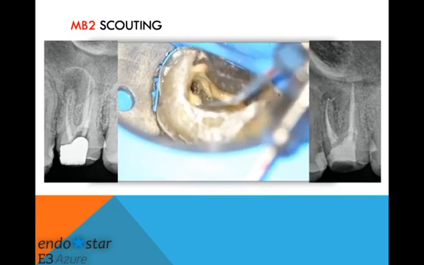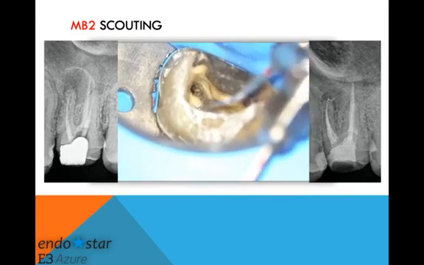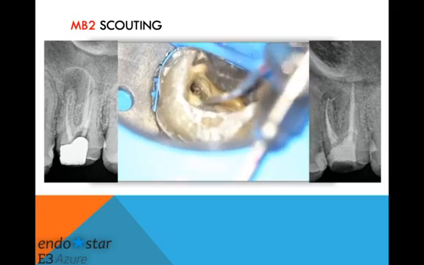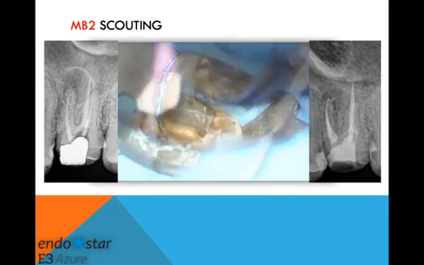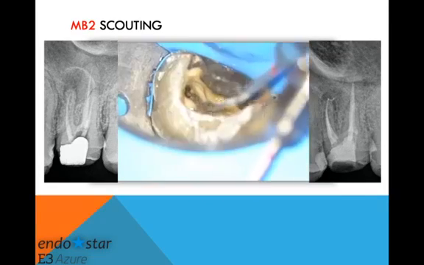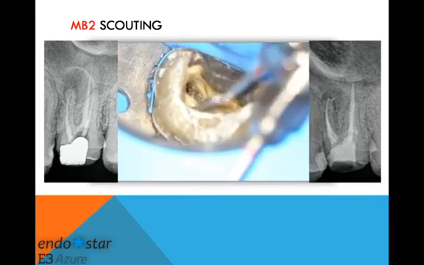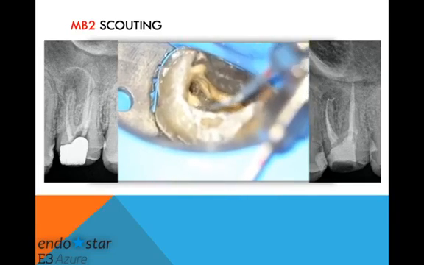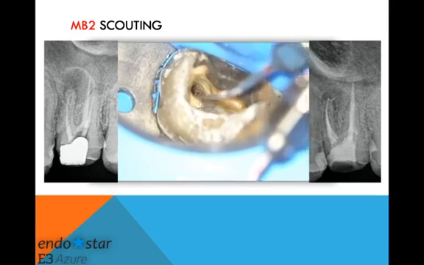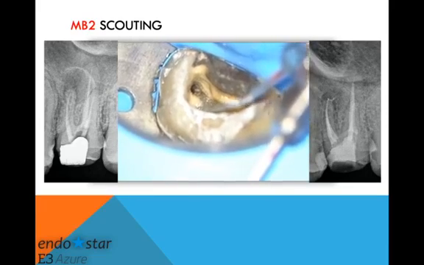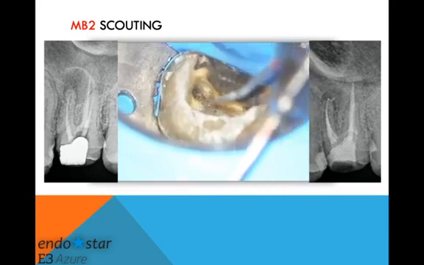Yes, as you can see in this case, the preoperative X-ray on the left hand side of your screen, this case was reported to us for retreatment, and as you can see on the X-ray, there is a periapical lesion with the mesiobuccal root. The reason for the periapical lesion was a missed MB2 canal. So with the help of these endosonic tips, the lip that was covering the mesiobuccal 2 canal was removed and we could locate the mesiobuccal 2 canal.